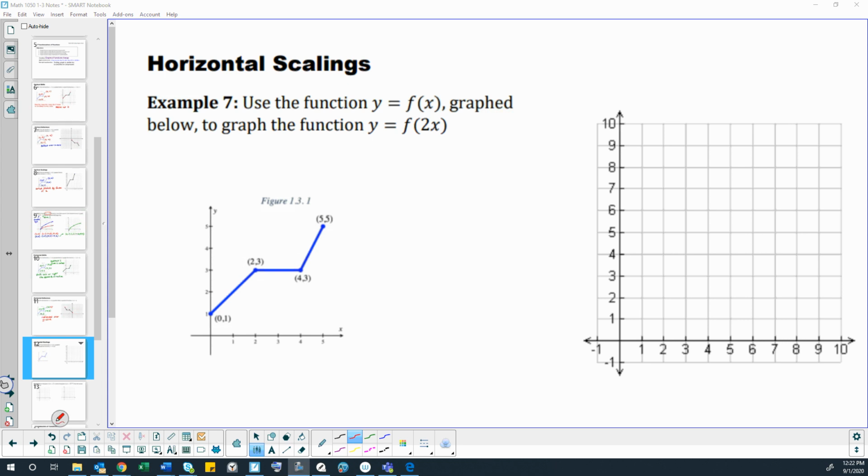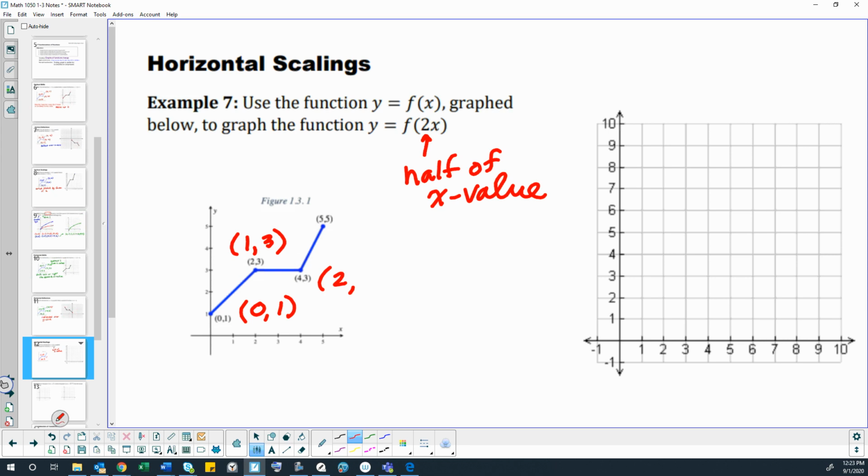I know, horizontals are whack. So half of 0 is still 0. So this is going to be half of the x value. So then half of 2 is 1, half of 4 is 2, half of 5 is 2.5.